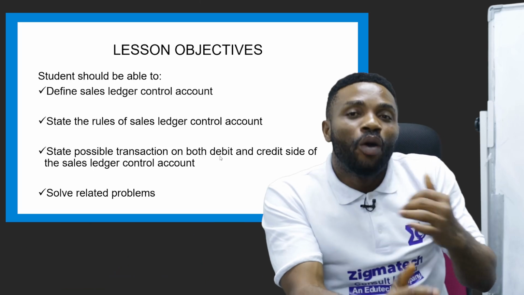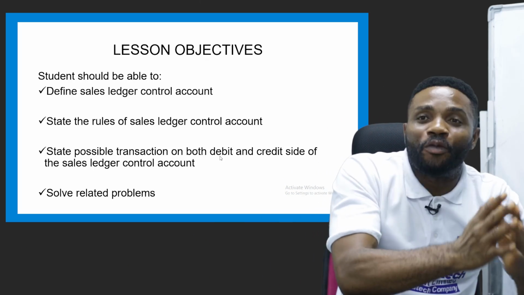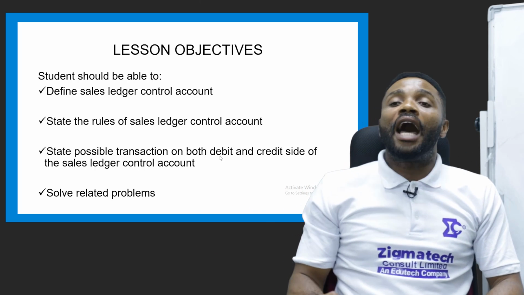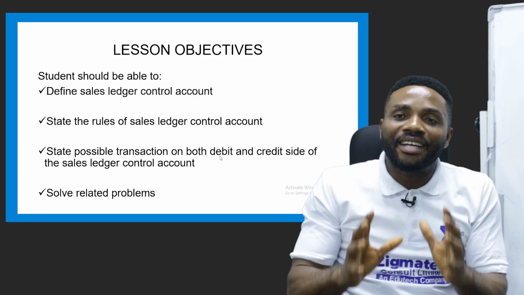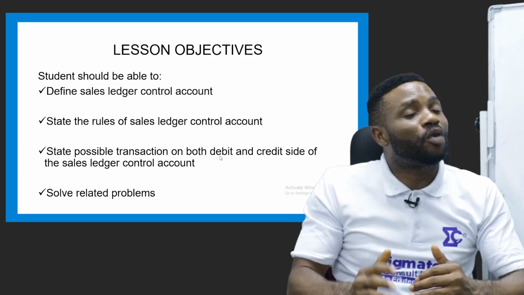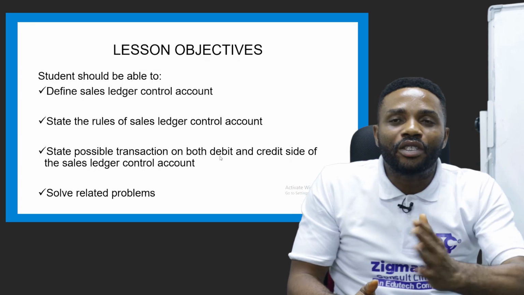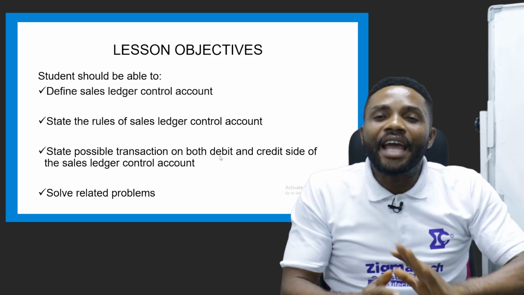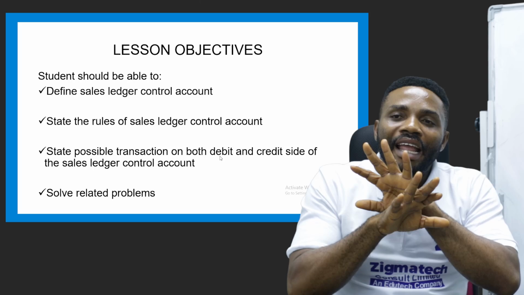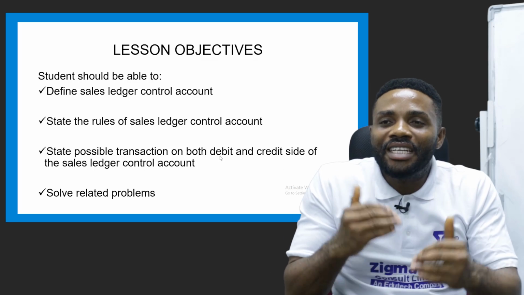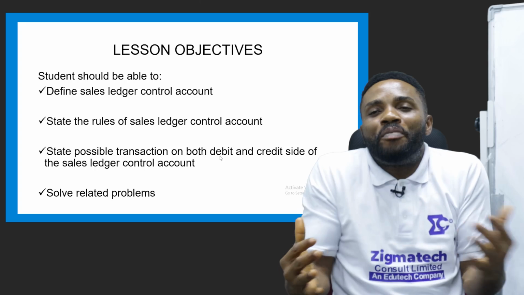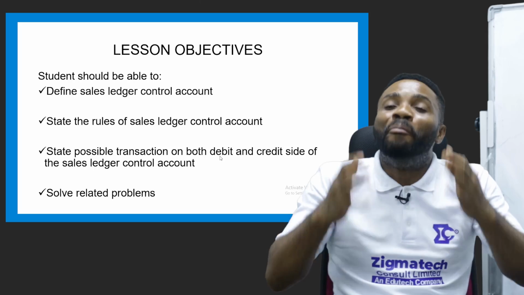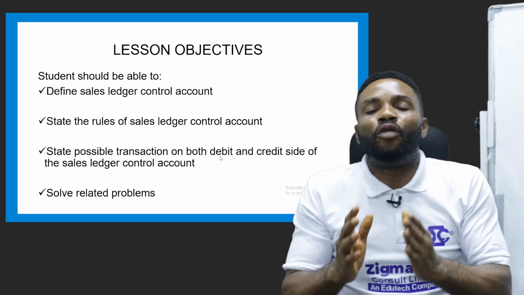We're going to check what should be on the debit side of the sales ledger account and what should be on the credit side of the sales ledger account. And we have actually taken time to look at the possible transactions. We've gone through a whole lot of past questions in JAM, in WAEC, in NECO, in any accounting related exams, and we have seen repeated transactions. So we've been able to pick out possible transactions that must always be on the debit side and must always be on the credit side.